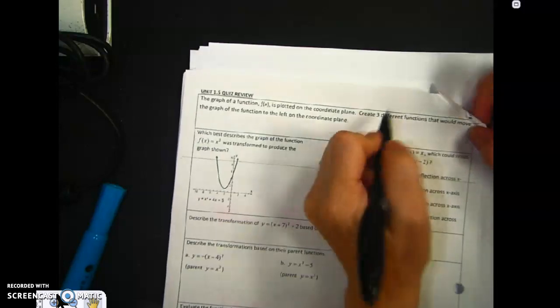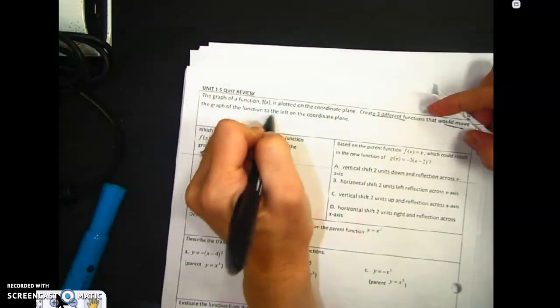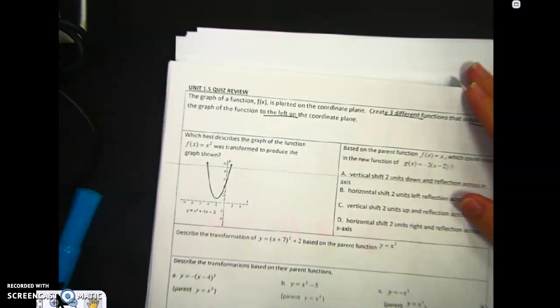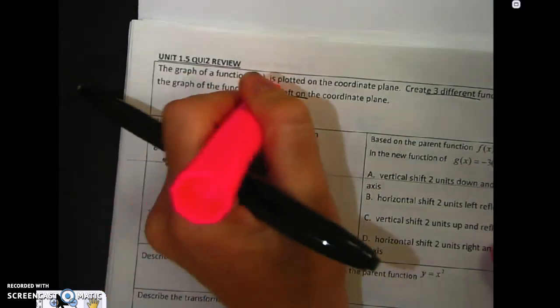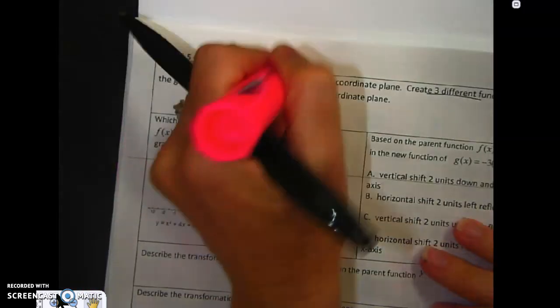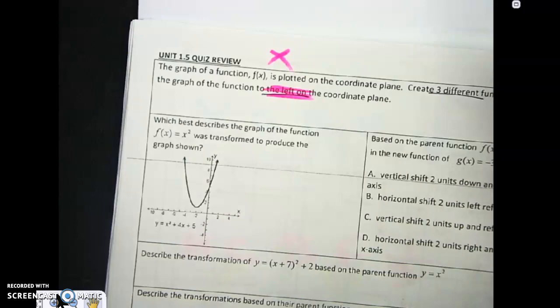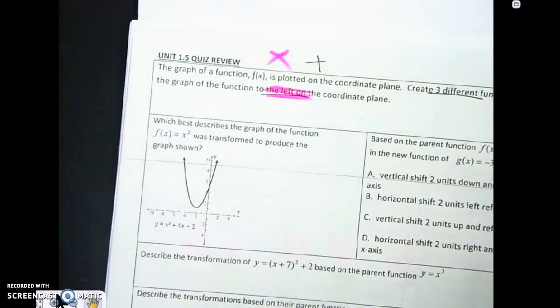Okay, so create three different functions that would move the graph to the left. If it's moving to the left, that means it's horizontal. That means it's with the x. And that means left really means right, so I have to think of a plus.